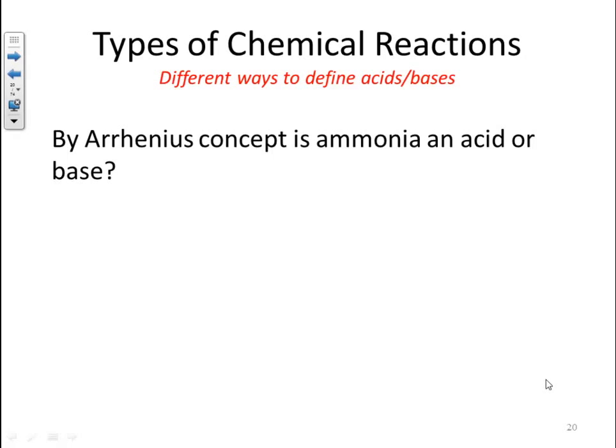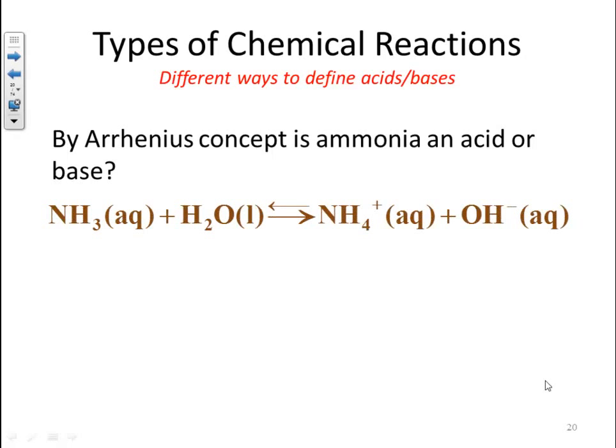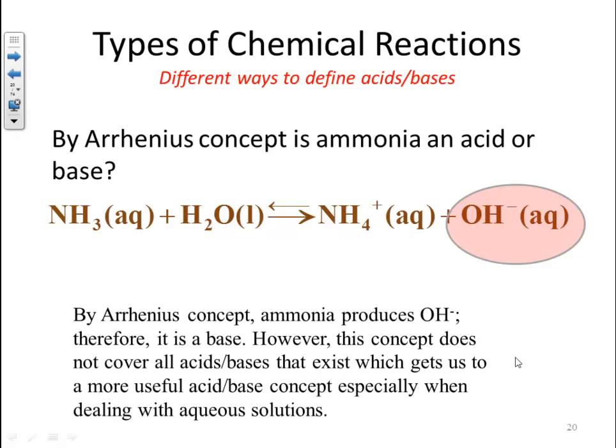By Arrhenius concept, is ammonia an acid or a base? Well, if you write your reaction, you get ammonia plus water forms ammonium ions and hydroxide ions. By definition of Arrhenius, if it produces OH-, it's a base. So in this case, ammonia is a base. By Arrhenius concept, ammonia produces hydroxide ions, therefore it is a base.